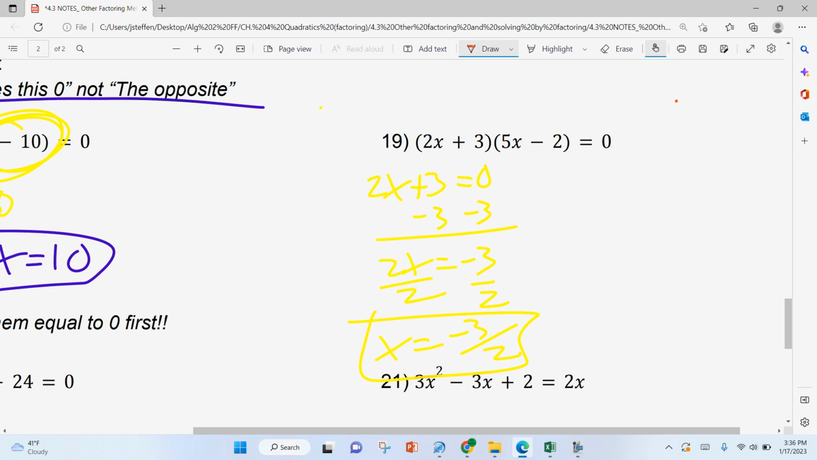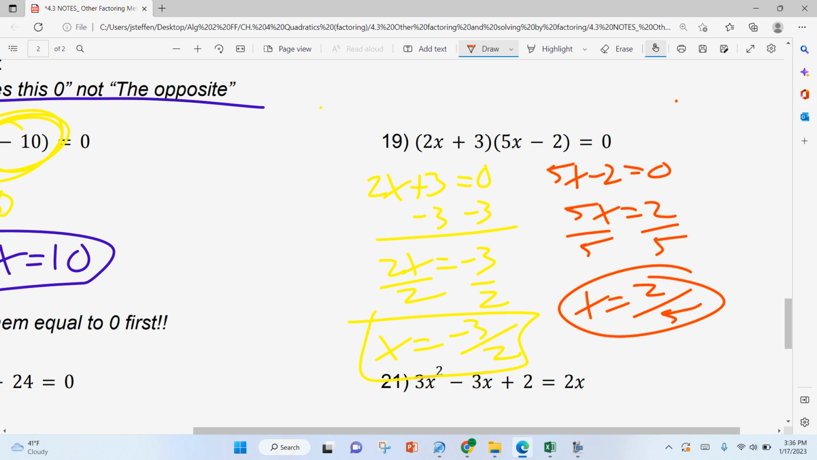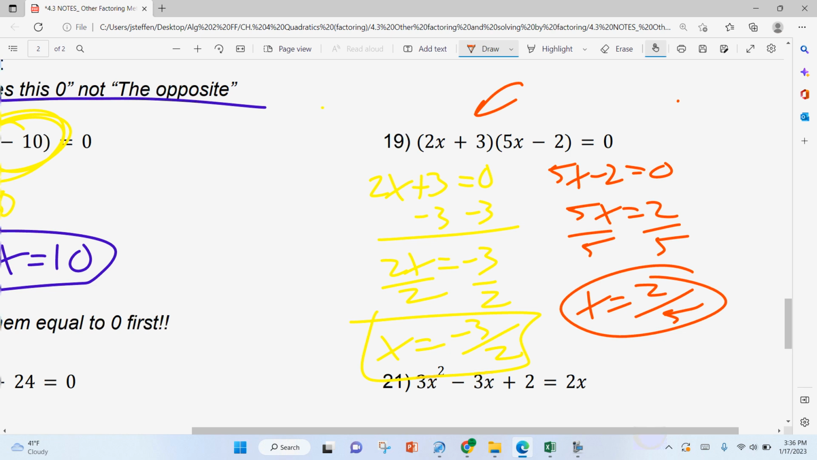And for this one, we have 5x minus 2 is equal to 0. We add 2 to both sides. Divide both sides by 5. We get x is equal to 2 over 5. Again, these fractions are a little bit more difficult, but if you plug them in, you'll see that one of those parentheses will end up being 0, and so the whole thing is 0.